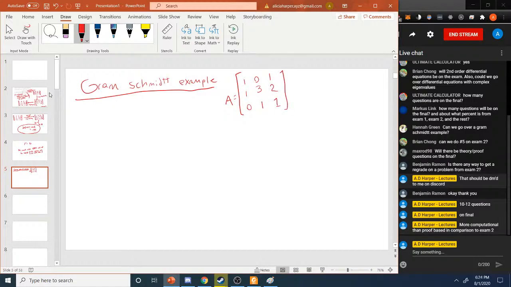And then here's the problem. Find the QR decomp of A. So let's label these columns. This will be V1, this will be V2, this will be V3.